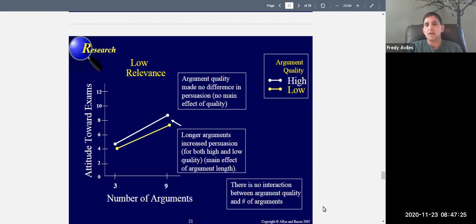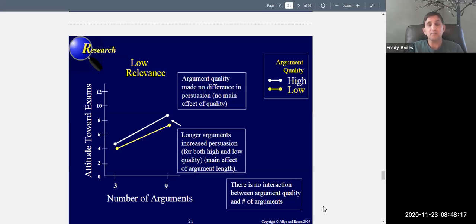That's what that does. Now, when you look at argument length, ask yourself, is there a main effect of argument length? Right? Now you have to look at the number of arguments. As you go from 3 to 9 arguments, look at the lines. They are sloped. That means as you go from 3 to 9, it's increasing the amount of persuasion. So yes, there is a main effect of argument length. The longer the argument, the more persuasive it is. Think about what that means, right? If you make a commercial longer, or if you have more things on the billboard, more things on the infomercial, that means it'll be more convincing. More convincing when people aren't thinking under low relevance, when people are being lazy, okay?